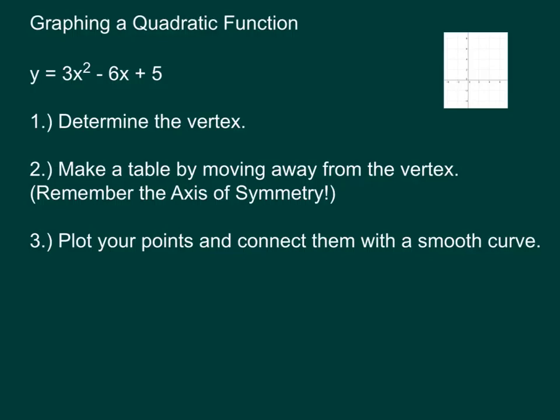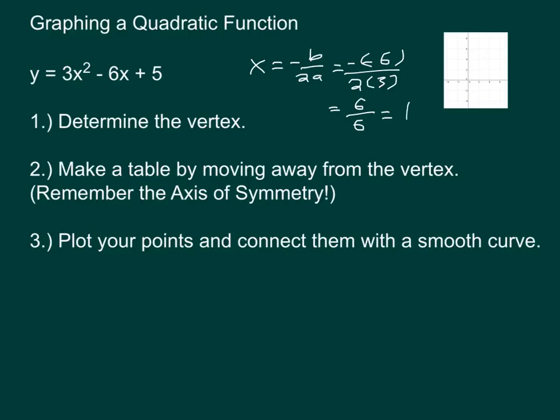The equation is y equals 3x squared minus 6x plus 5. So to find the axis of symmetry, I do -b over 2a. Again, that's what x equals, which in this case is -(-6) over 2 times 3. Well, -(-6) is 6, and 2 times 3 is 6, so I'm looking at x equals 1.